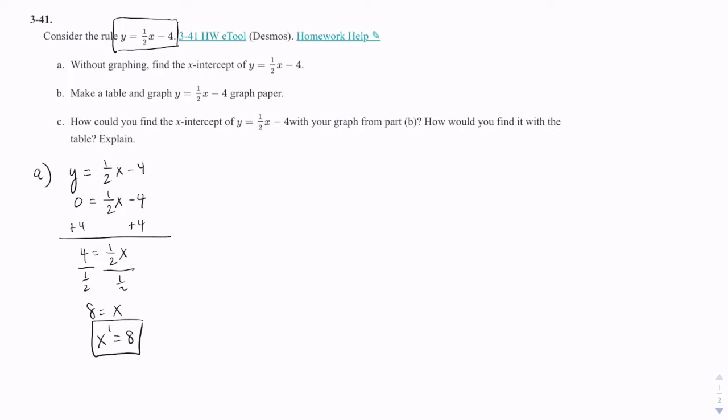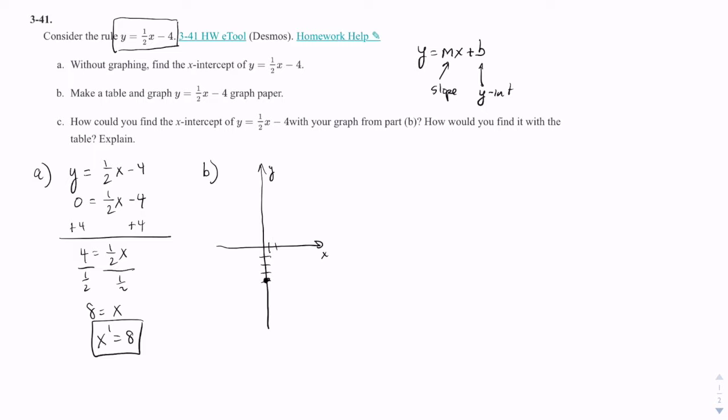Now for B, it says make a table and graph. Now I would recommend that you graph from your knowledge of slope-intercept form, and then I'll make a table just to show that we did it right. So when we have an equation written in slope-intercept form, y equals mx plus b, this is the slope, and this is the y-intercept. So we can just look at y equals 1/2 x minus 4, and we know the minus 4 is the y-intercept, 1, 2, 3, 4. And we know the slope is 1/2, which means up 1 over 2.